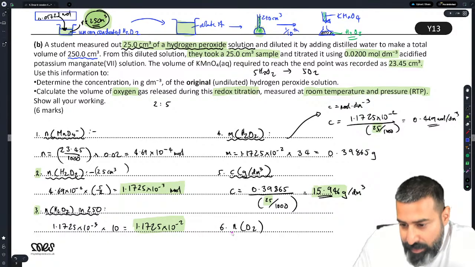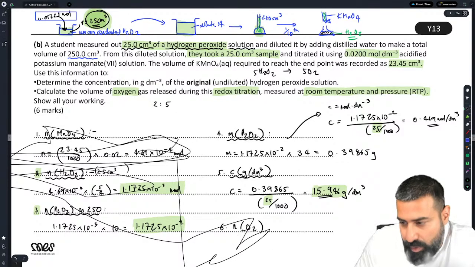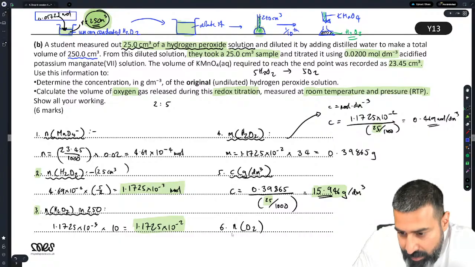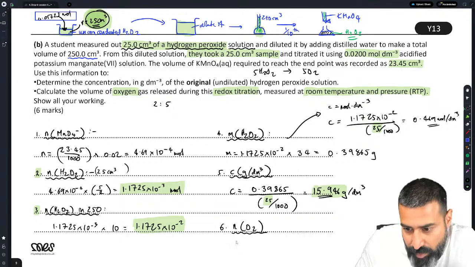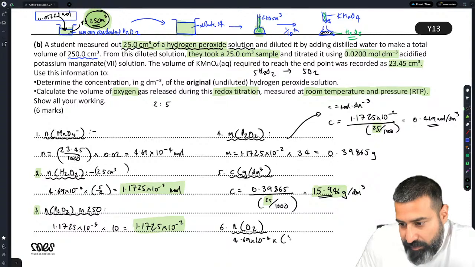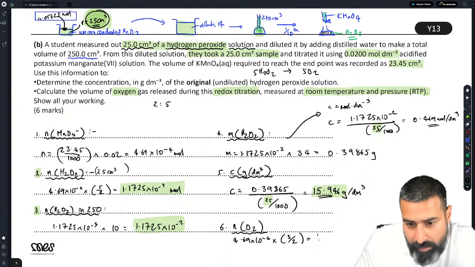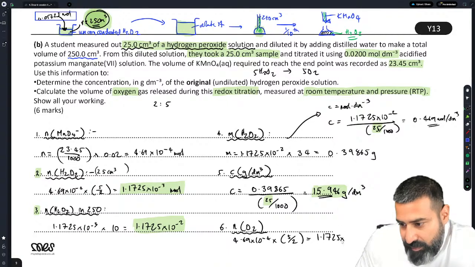So if you want to do it that way, you can say that the number of moles of O2 are 4.69 times 10 to the minus 4 times 5 over 2, which is equal to 1.1725 times 10 to the minus 3 mole.